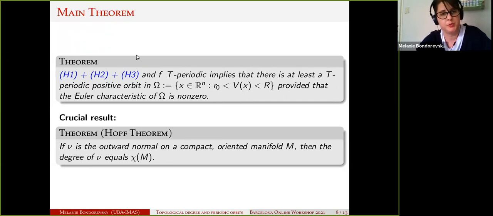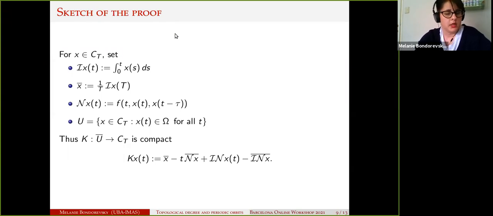So in order to prove the theorem, we are going to use this crucial result, that is the Hopf theorem, which states that if nu is the outward normal on omega, then the Brouwer degree of nu is equal to the Euler characteristic of omega. So let's see a sketch of it. To do this, let's introduce some notation.